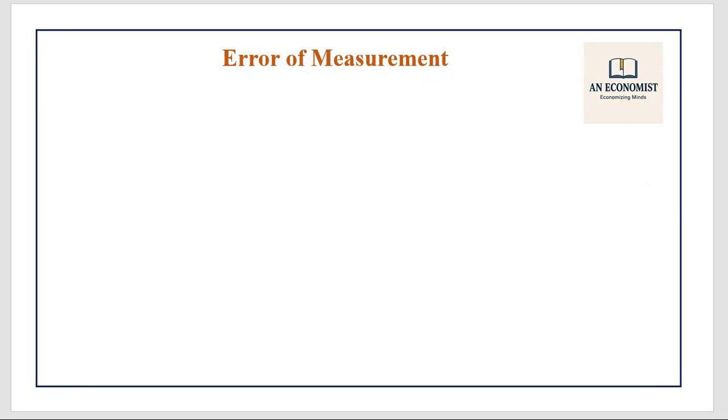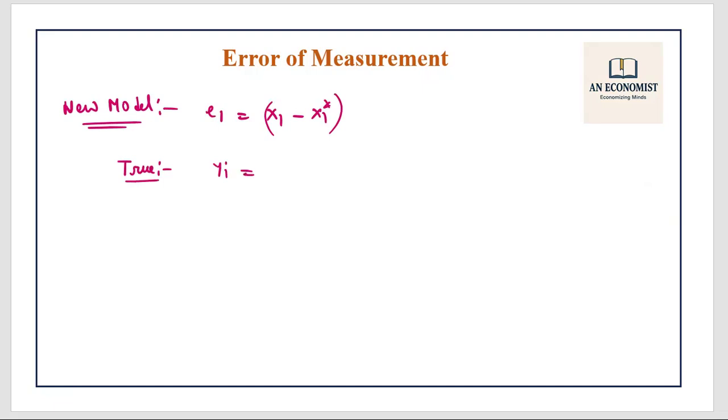Now, what we will do is define the new model, introducing the error of measurement. The error of measurement was like this: E1 is equal to x1 minus x1 star. This was the relationship that we had. And what was the original model? The true model was yi equals beta naught plus beta 1 x1i star plus ui for all i. So this was the original model.